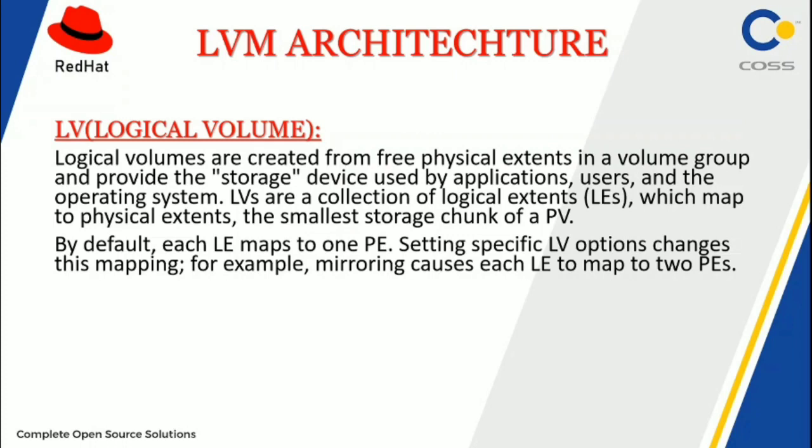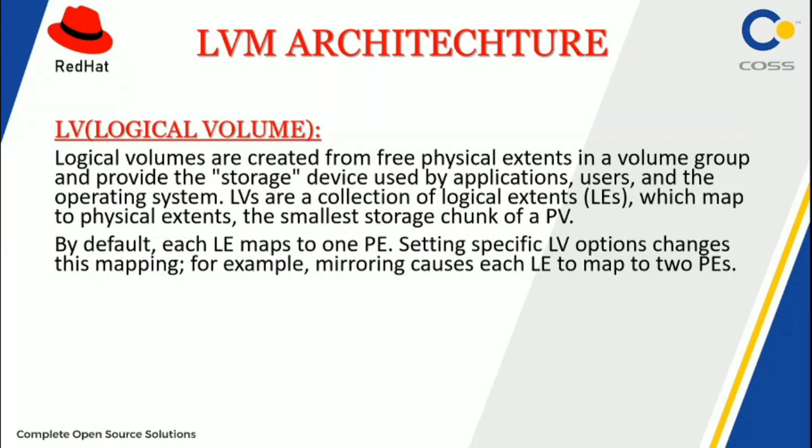So 3000, but you are not taking 3000. You are taking maybe 1000, and each chunk size is only 4 MB. So 4 MB into 1000, how many? Now you count. This much storage space you have taken as an LVM logical volume. The rest remains inside your volume group. You can later add them, but right now you have taken only 1000.